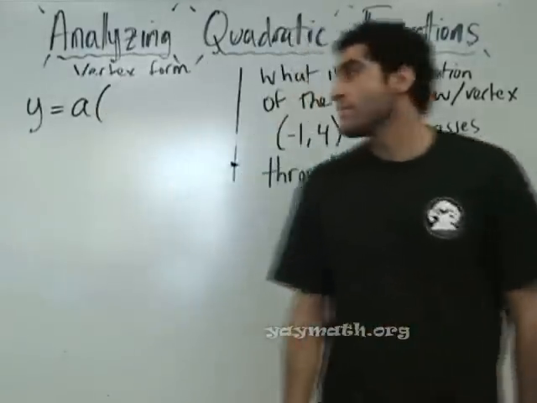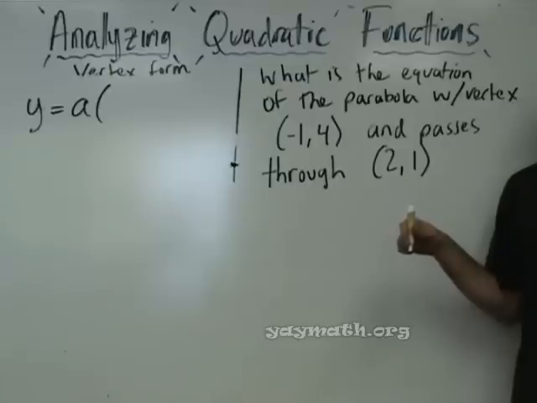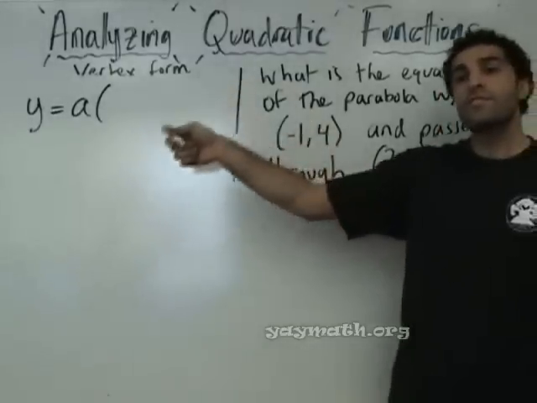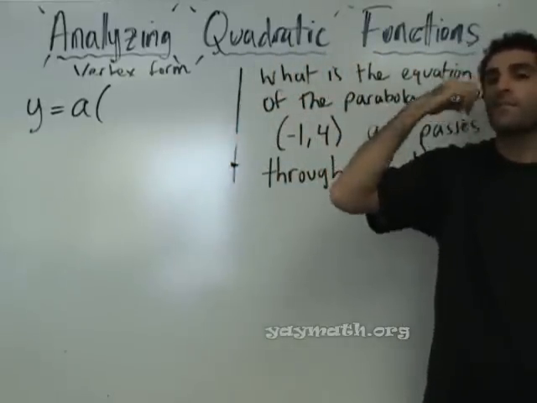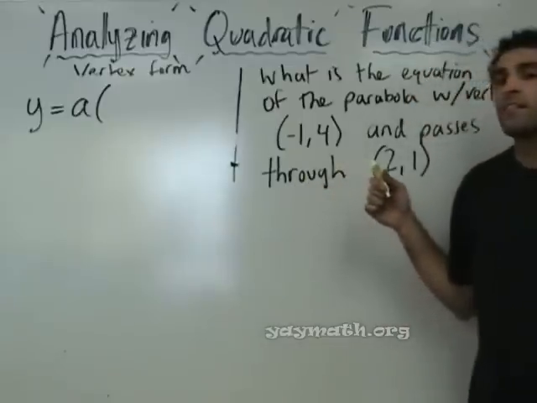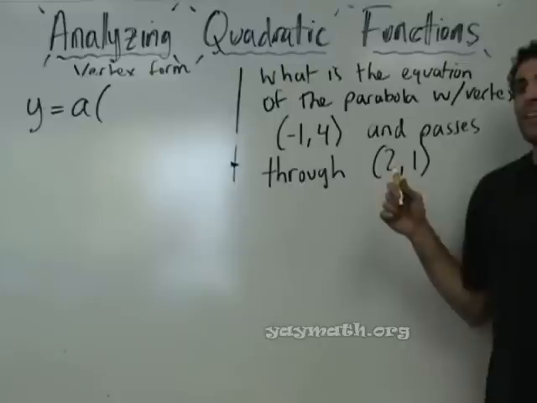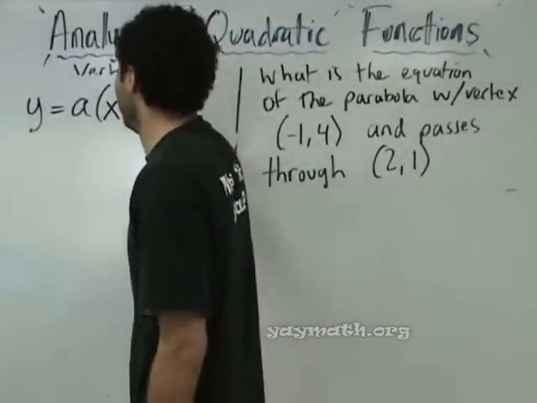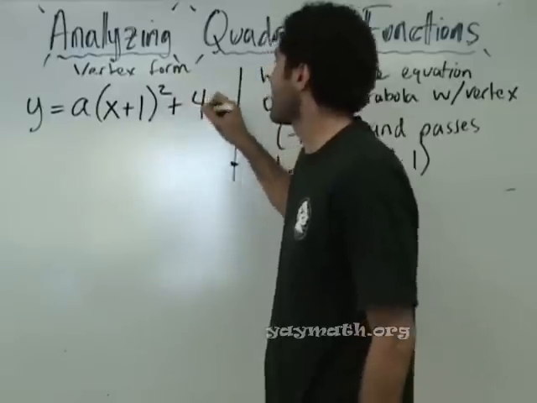What do we know? We know the vertex. How will we incorporate the vertex into vertex form? X minus 1 squared? X plus 1 squared. That's right, he's right. Plus 4.